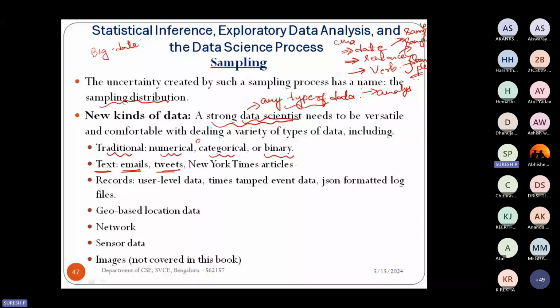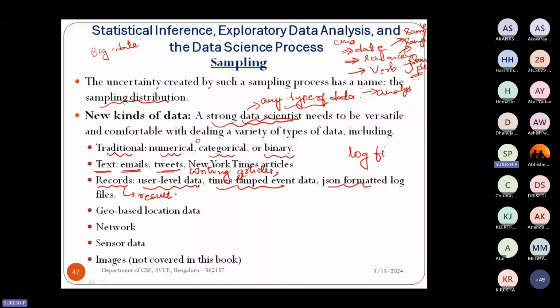Whenever you are going to create some records, records are the other kind of data which you are going to have, the data which is stored in records. Records are user level data. Like your results is one record, where it records the results of an individual student. So it is user level data. Whatever event is going to happen, it is going to be time stamped event data. Then whatever log files you are going to have, JSON formatted log files you are going to have here.